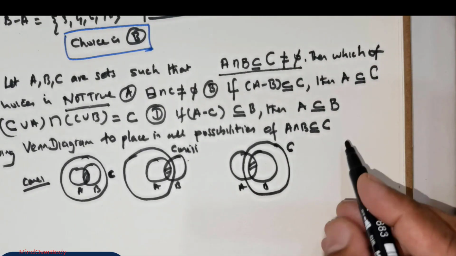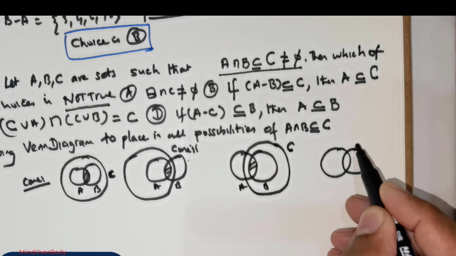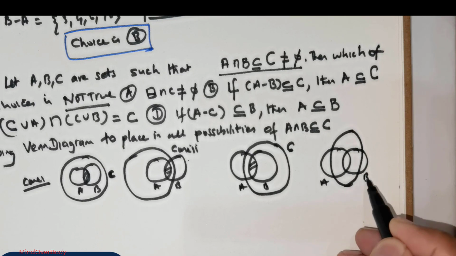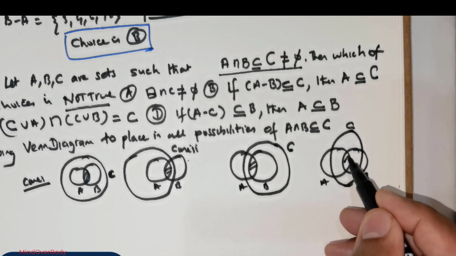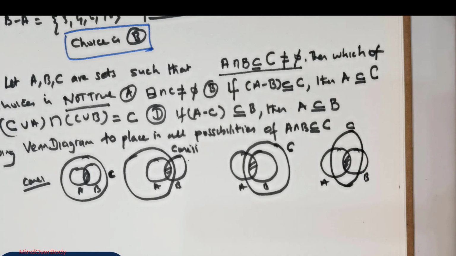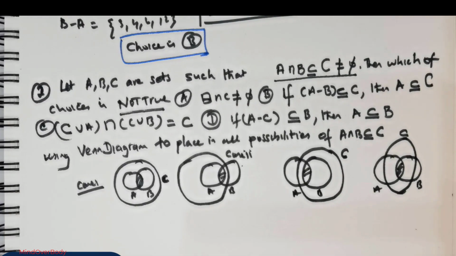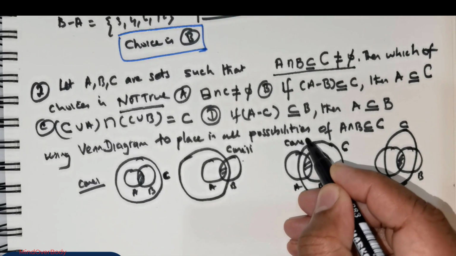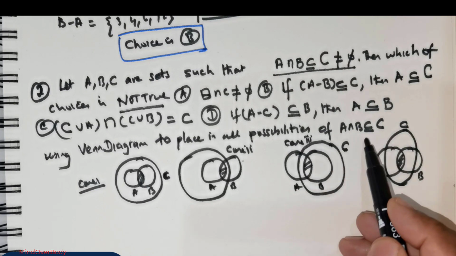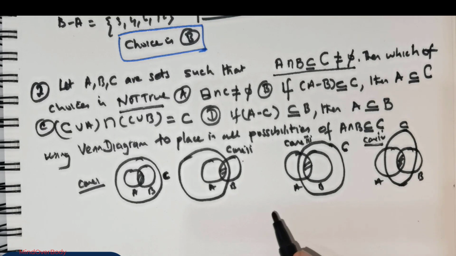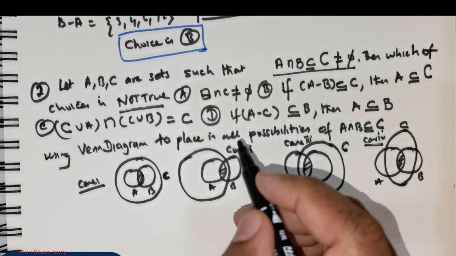I can also have one more case. A is intersecting B, and that intersection is present in C. This is A, B, and C. This intersection is present in C. Now, we can also have 2 more cases, but I don't want to specify those cases. For now, it is sufficient that we can answer the question using these cases itself. Okay, let's come to the first choice.